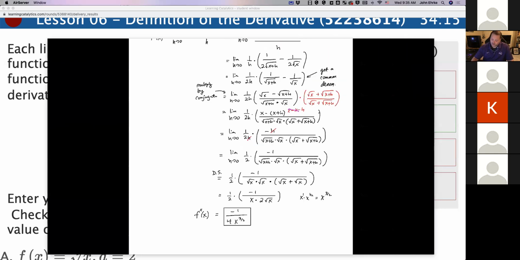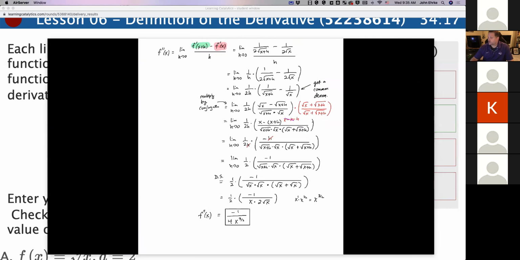Now, I know that's a lot of work. It's one of the longer calculations we'll probably do this year. You're not going to have anything like this on an exam. Nothing this long, nothing this intense algebraically. I wanted to show it to you because it combined two things that we've done already this semester. That's getting a common denominator, multiplying by the conjugate.